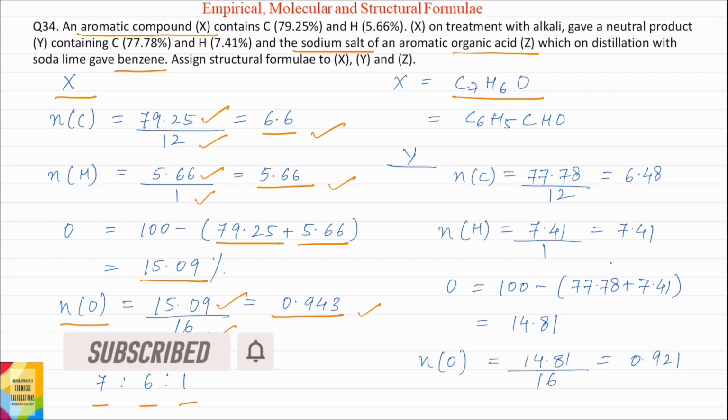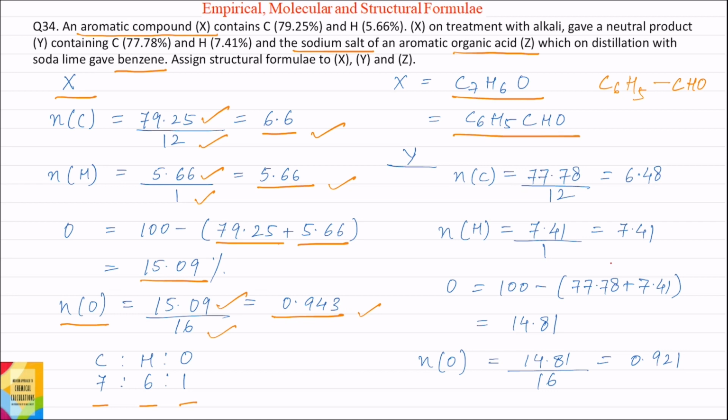Now X is an aromatic compound. X aromatic compound है तो X में C6H5 group present होगा. अब according to the molecular formula there are 7 carbons, 6 hydrogens and 1 oxygen. तो C6H5 में 6 carbon और 5 hydrogen आ गए. So 1 carbon, 1 hydrogen and 1 oxygen is left. And 1 carbon, 1 hydrogen and 1 oxygen can make a functional group which is CHO. Therefore X क्या होगा? X हो जाएगा C6H5CHO.